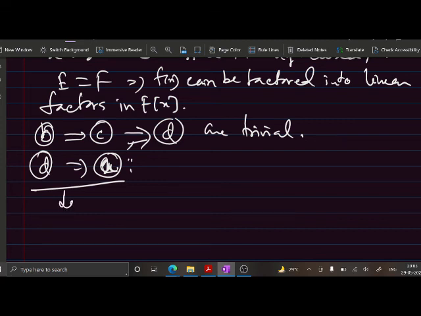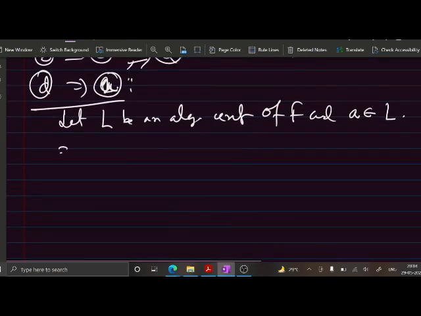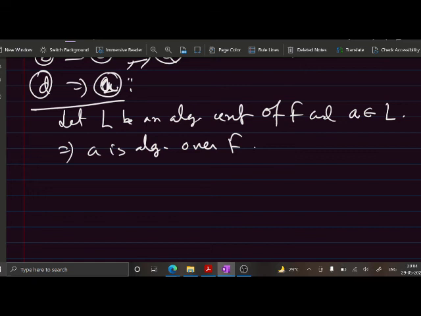মানে তোমার L be an algebraic extension of F and let a belongs to L. এটা তুমি বলতে চাইছো। তাহলে a যেহেতু L অ্যালজেব্রিক এক্সটেনশনের এলিমেন্ট, so a is algebraic over F। তাহলে a যদি algebraic over F হয়, so you can construct, corresponding to a, the minimal polynomial over F.